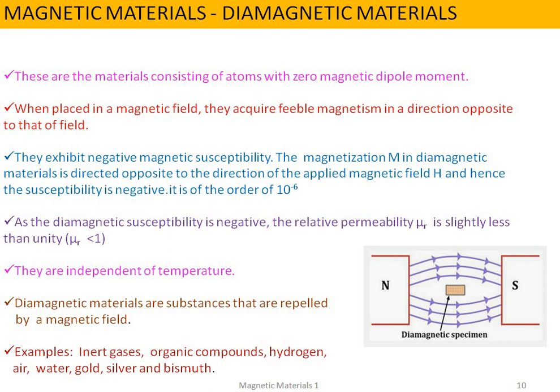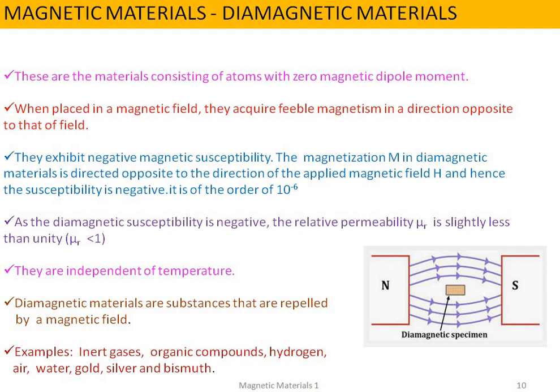First point, they do not possess permanent magnetic dipoles. Second point, they get feebly magnetized when kept under a magnetic field, but it is opposite to the direction of the applied magnetic field. Magnetic susceptibility is very less, and it is negative. Relative permeability is less than 1. And magnetic susceptibility is of the order of 10 to the power of minus 6. They are independent of temperature.